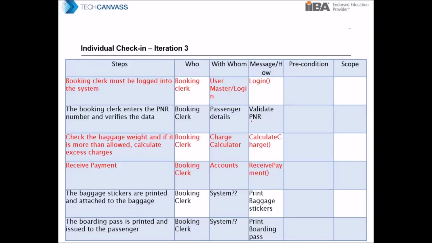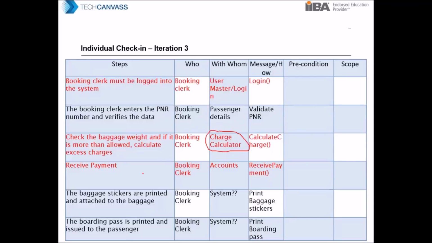Next step was validating the PNR. Third step is checking the baggage weight and how much it is, whether it's higher than the required allowed one or lower than that. So the booking clerk will check with the charge calculator. The charge calculator may be identified as one object, which looks at the weight of the baggage and calculates the charges.